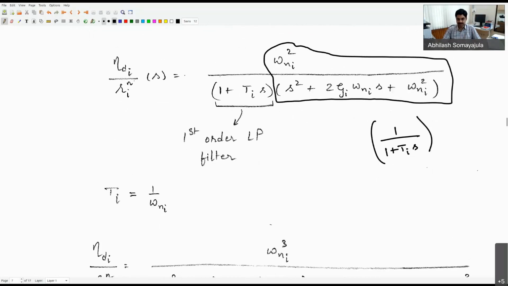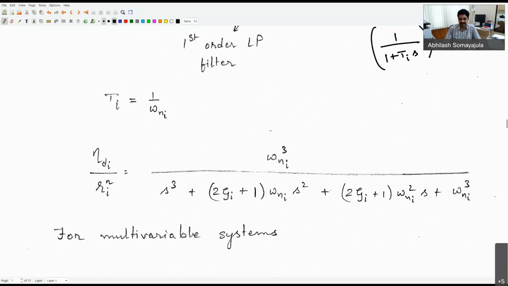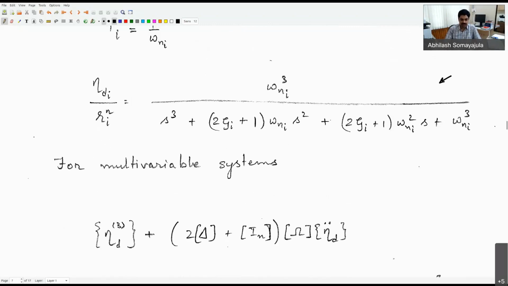If I multiply these two together, and typically if I choose Ti to be 1 by omega Ni, 1 by the natural frequency of the spring mass damper system, I can write this down as a complete third order filter by expanding out the expression, and you'll see that this is now relating to a third order system. Now, just as before, we will have a third order system for each of the different things.